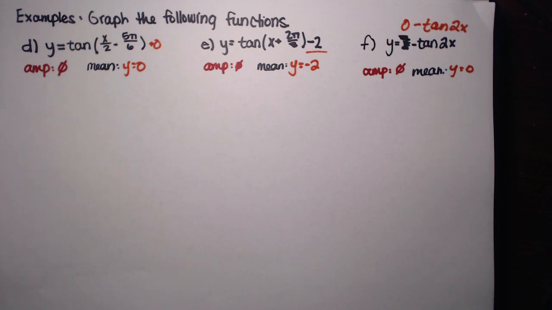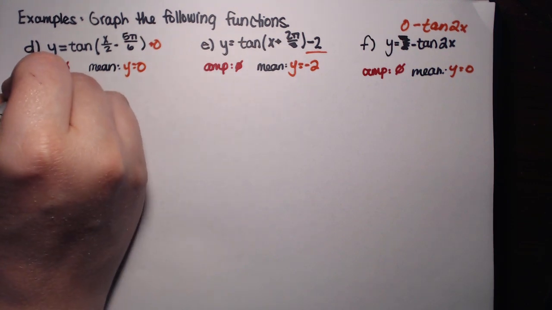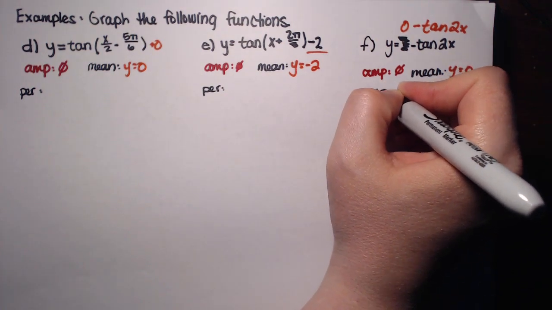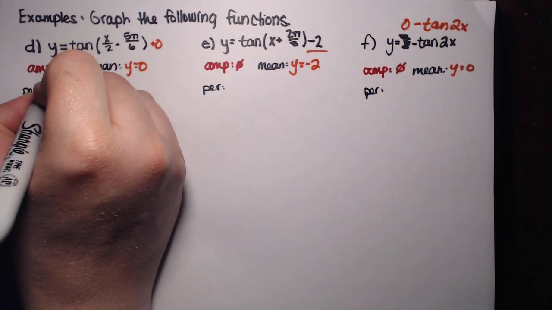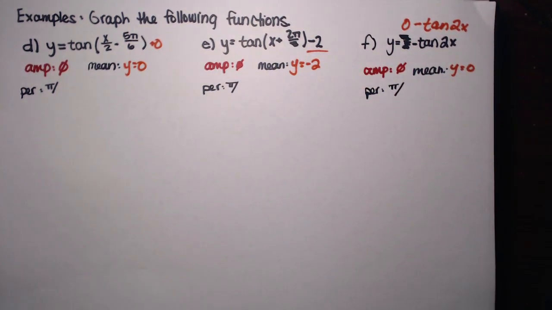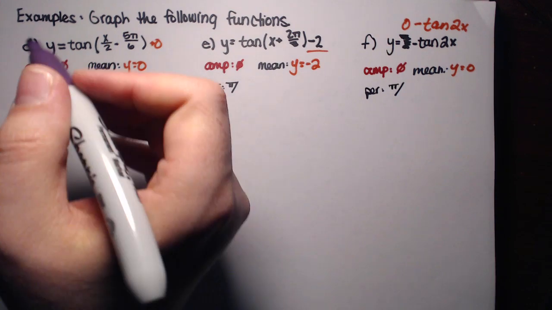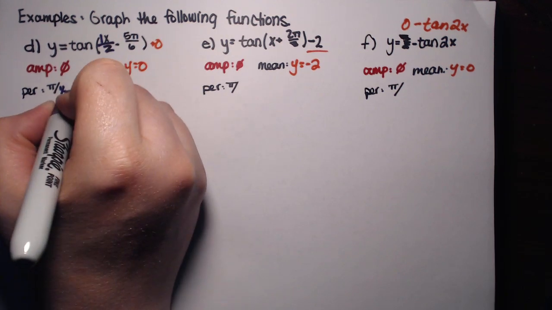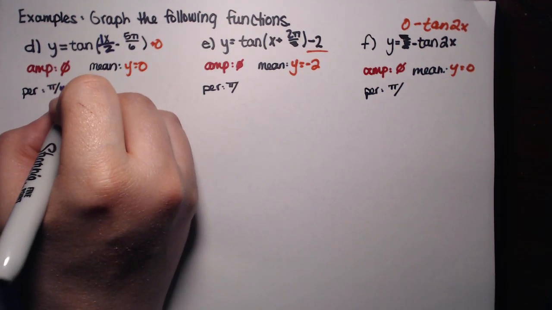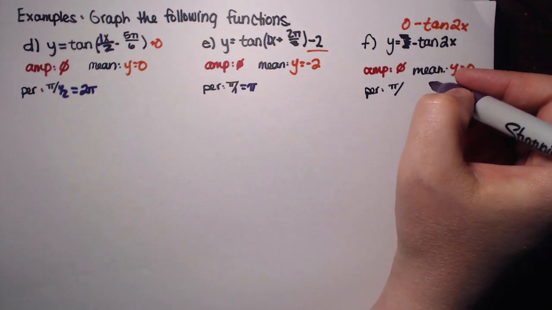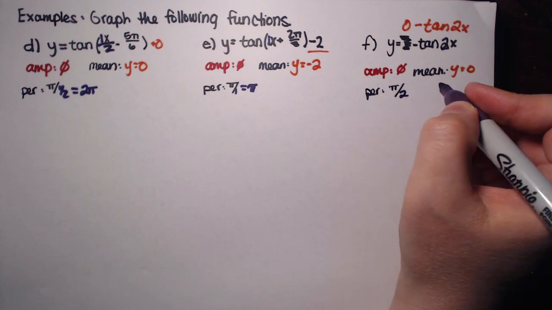Okay, and then we have the period. And the period is always pi divided by the b value. So in this case, the b value is 1/2. So I multiply by the reciprocal and get 2 pi. It's just 1 here. And here it's that 2. So it's just pi halves.